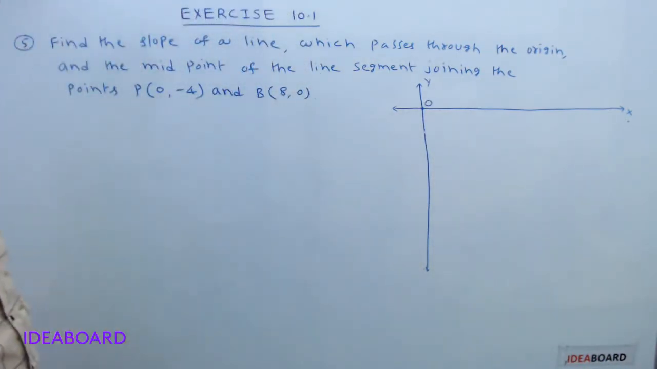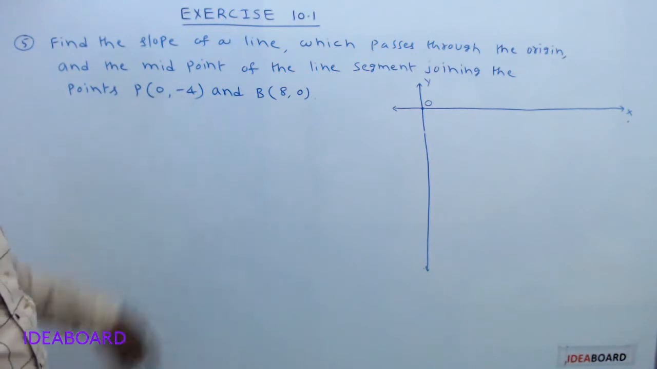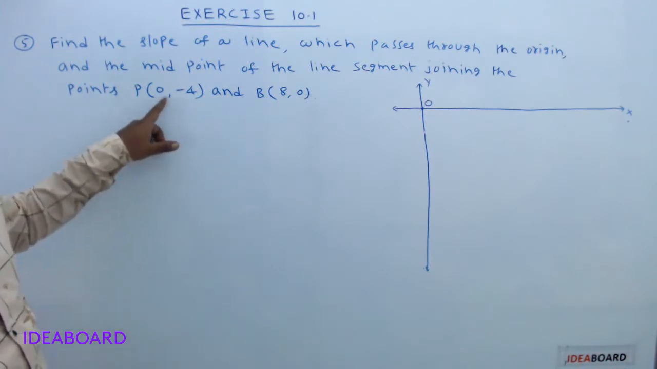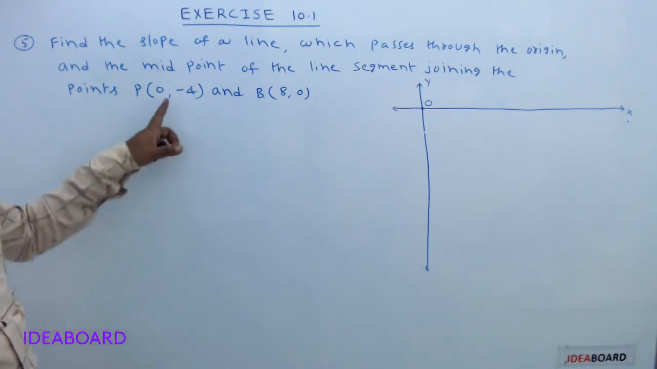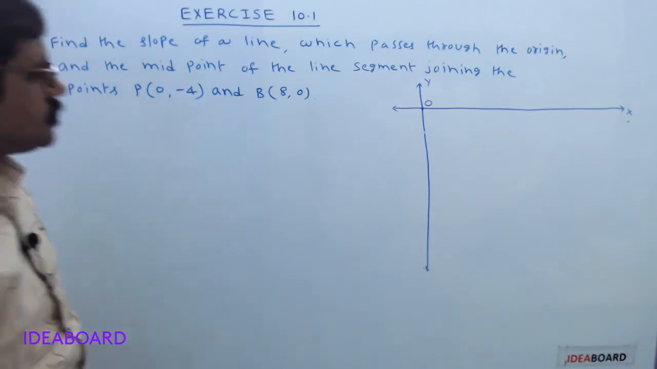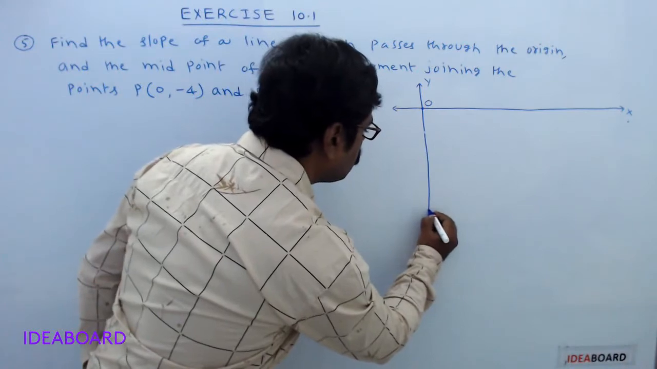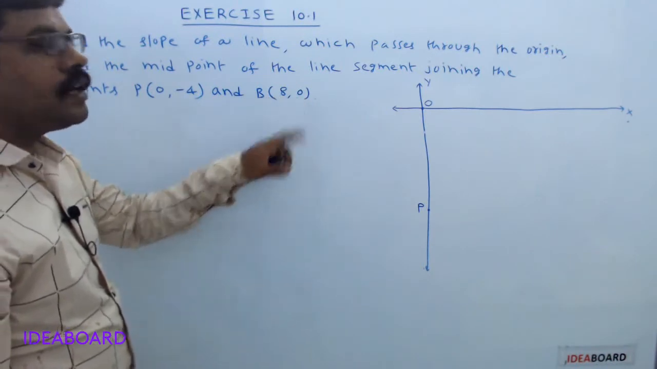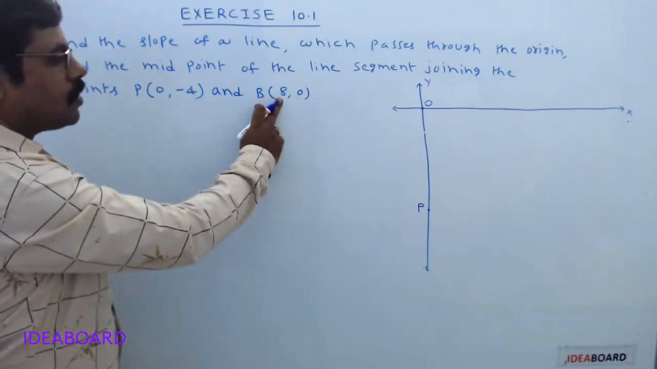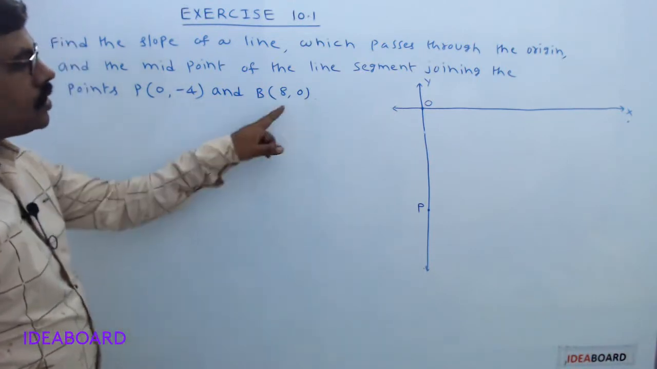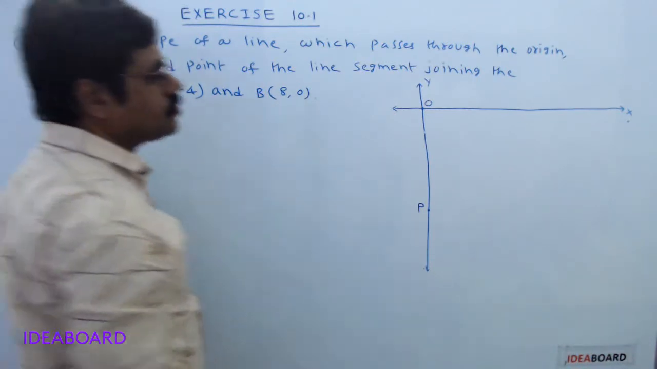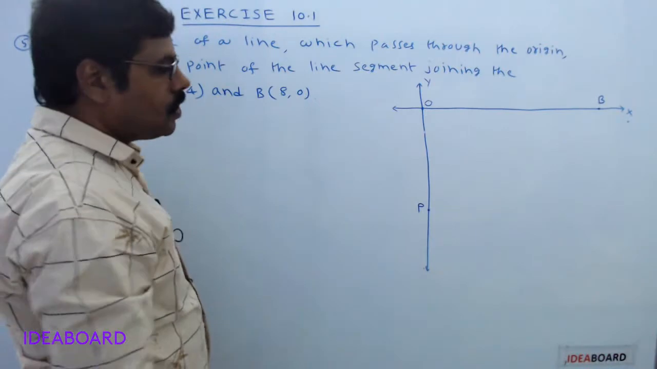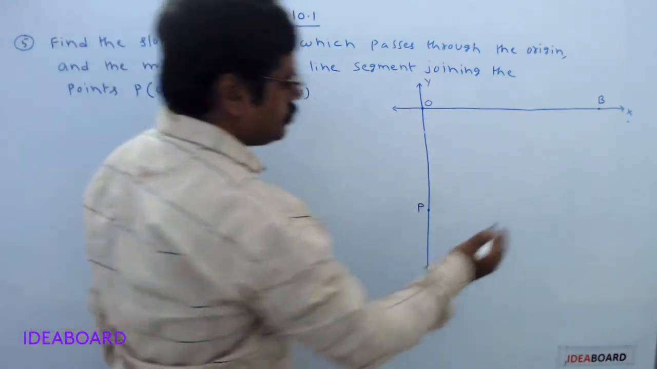Now what are the given points? P is (0, -4). Now this point lies on negative y-axis. Here x coordinate value is 0, y coordinate value is negative. So this point lies on negative y-axis. Suppose this is the point P. Next, B point coordinates are (8, 0). Here x coordinate value is plus 8, y coordinate value is 0. This point lies on positive x-axis. Suppose this is the point B (8, 0). Now connect the points B and P.